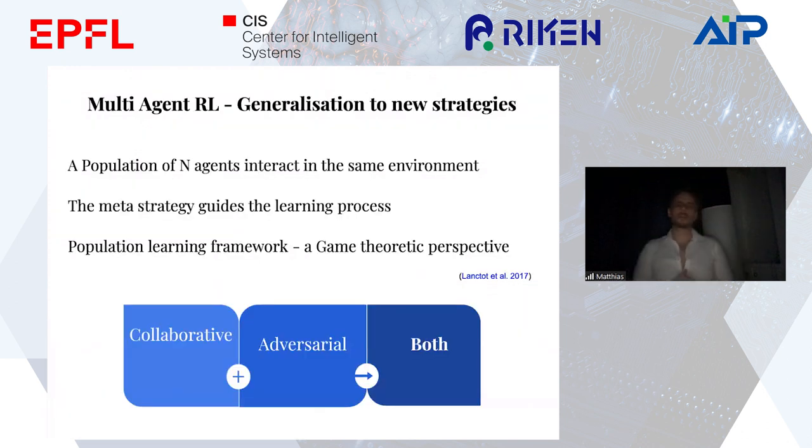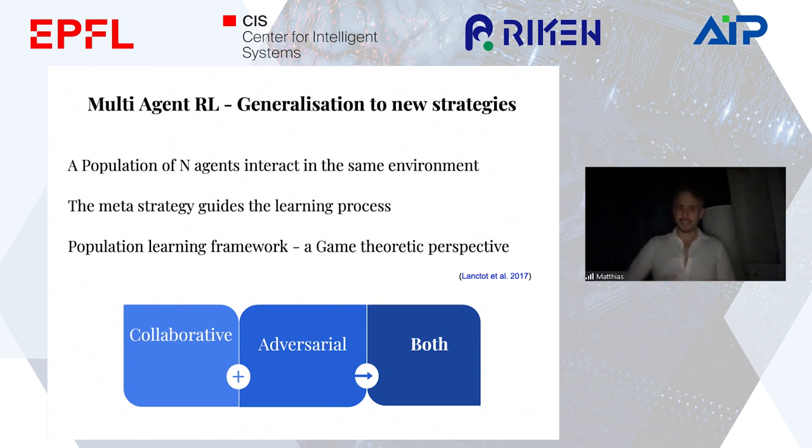Right, so there's a last perspective to that, which is that there's also generalization to new strategies. This is also something which I would put under the umbrella of meta RL. It is usually done by a population of N agents which interact in the same environment and learn from each other. A famous example for that would be AlphaGo, where two agents play against each other the Go game and improve. Well, the same agent plays against itself and improves its own strategy.